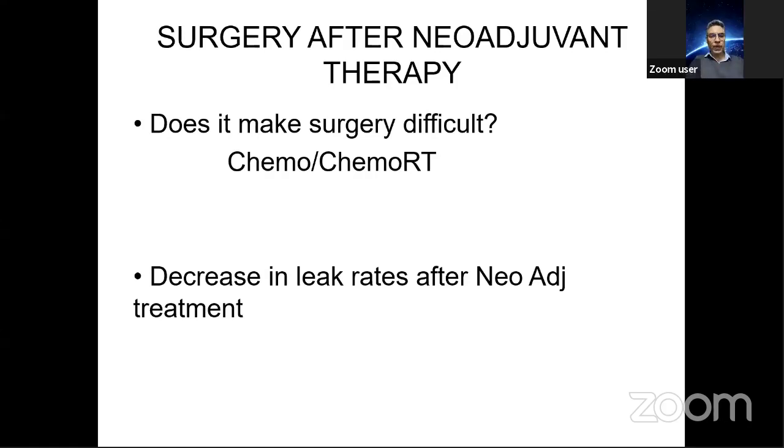Right. So we can at least deduce the fact that it does not make our surgery any more difficult, and complication rates do not increase after neoadjuvant therapy of borderline resectable pancreatic cancers. Correct. Right. Next slide, please.